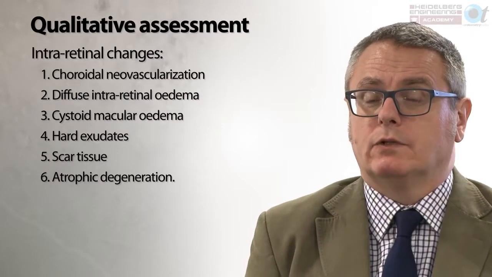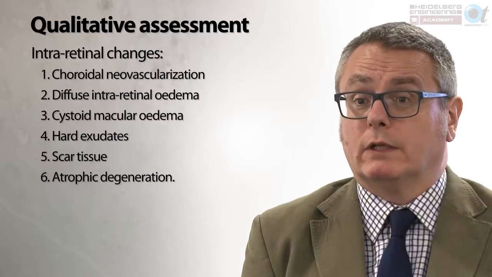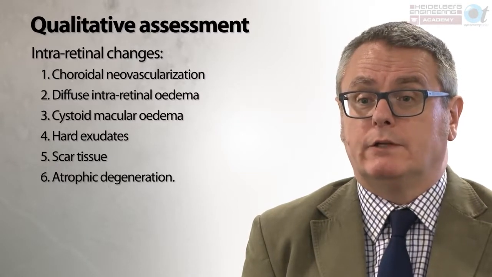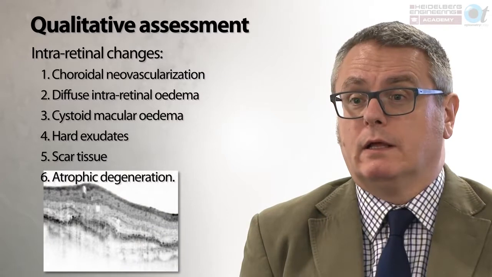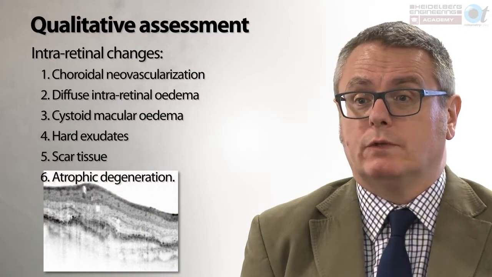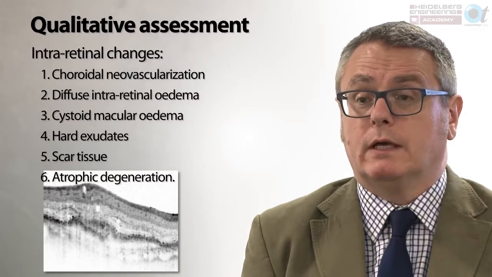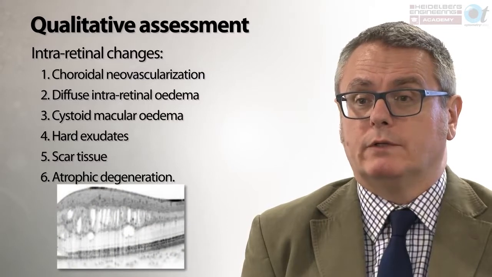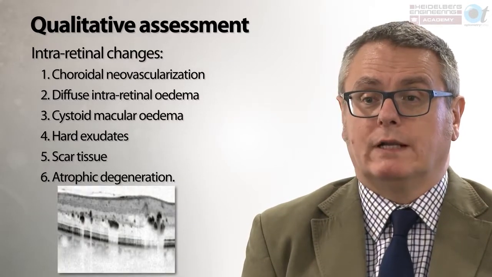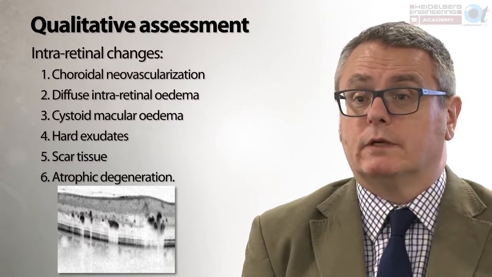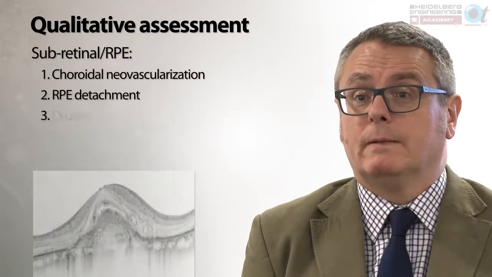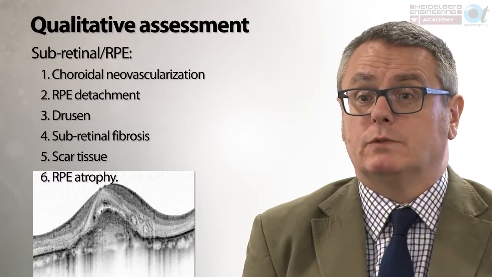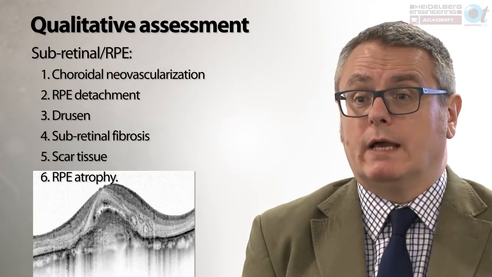Intraretinal changes, again, not an exhaustive list, but typically we're looking for things like choroidal neovascularization, diffuse intraretinal edema, cystoid edema, exudate, scar tissue, and atrophic degeneration. Here you can see an example of choroidal neovascularization with increased reflectivity in front of the RPE and associated intraretinal fluid. Another example of cystoid macular edema. Exudate has a very classical appearance and appears highly reflective on the OCT cross-section. In a subretinal location, again, we're looking for things like choroidal neovascularization, RPE detachment, drusen, fibrosis, scar tissue, and atrophy.